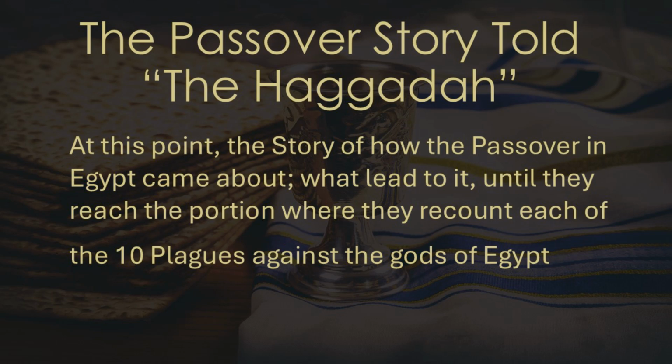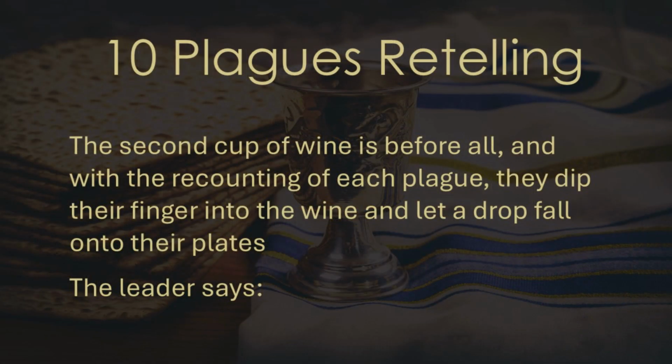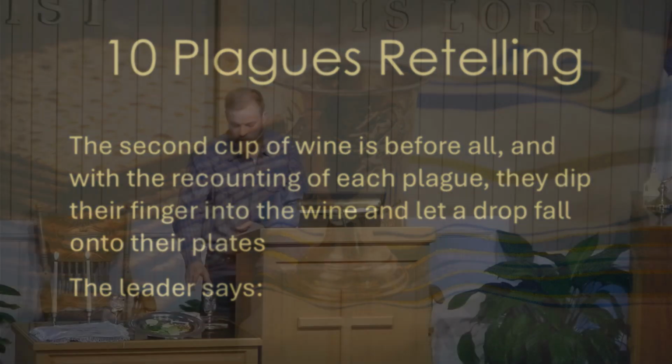This is where they tell the story of the Passover, which is what we did at the beginning. So I won't go through it again, but they do go through the whole Passover story of what we call Exodus 12. And they do eventually get to the 10 plagues against the gods of Egypt. The second cup of wine is now sitting before everybody at this point. And as they go through each of the 10 plagues, they actually will dip their finger into their wine, hold it over their plate, and drop a drop of wine onto their plate.